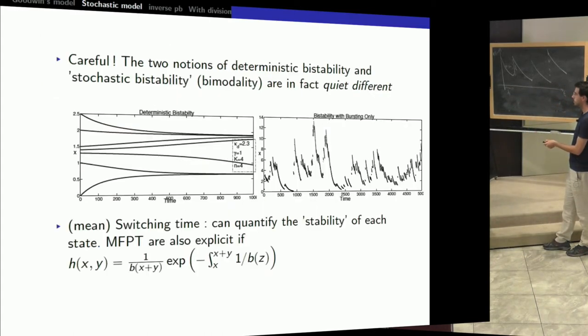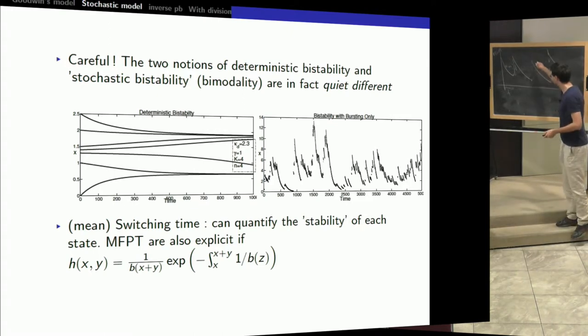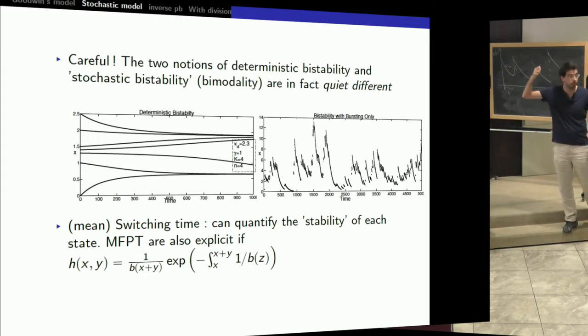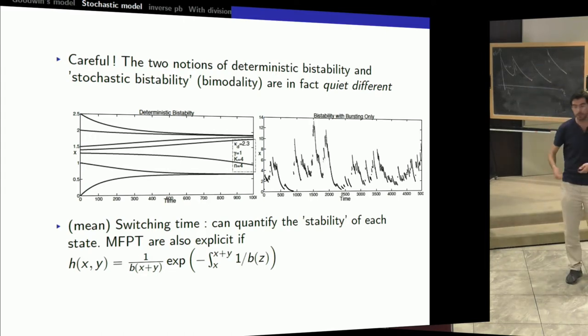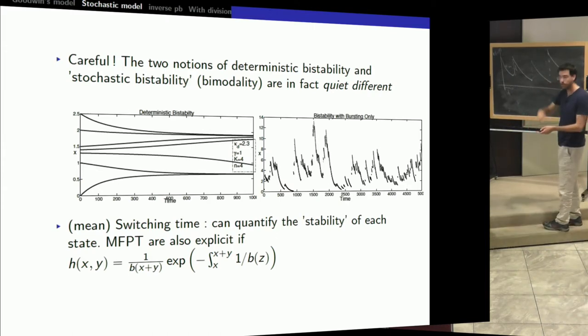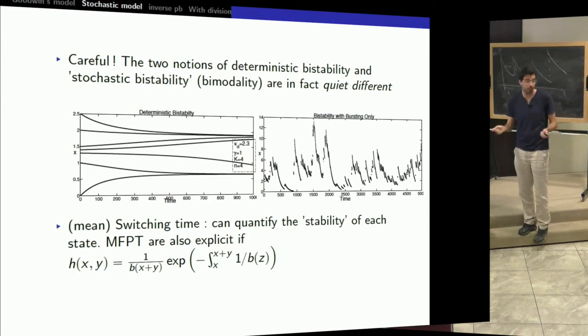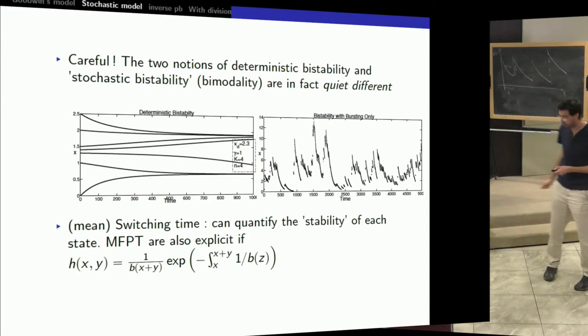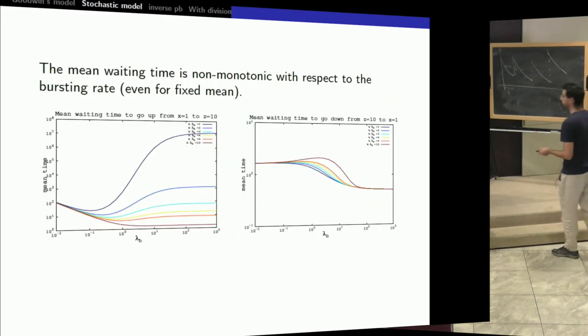So it's definitely not the same to go from high to low as from low to high. Going from high to low, you have to follow the deterministic drift and hope that you won't have a burst that keeps you at a high value. Whereas going from low to high, you have to wait for a burst that gives you a high value. Okay, and these are two completely different mechanisms that make everything asymmetric.